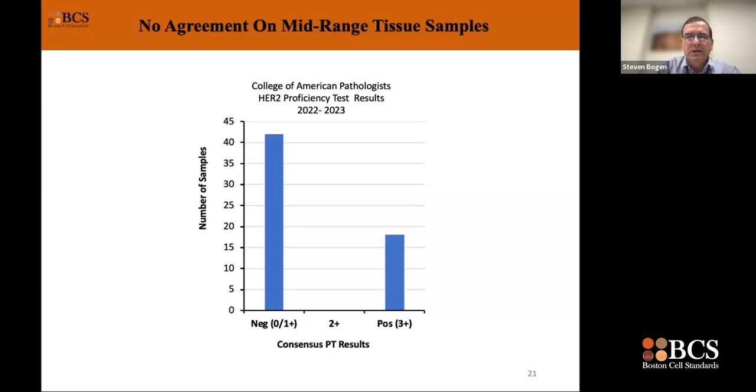The graph summarizes the HER2 proficiency testing data from more than 1,000 IHC laboratories, mostly in the United States, from 2022 and 23, the last year and a half. From 3 surveys, there were 60 tissue samples. Collectively, as you see here in the graph, there are 42 negative samples and 18 strong positive samples. I ask you to take notice, there is not a single mid-range or 2+ sample. Whenever mid-range samples were included, there was so much disagreement amongst the labs that they were not graded.